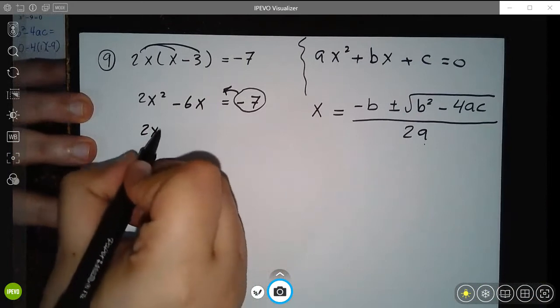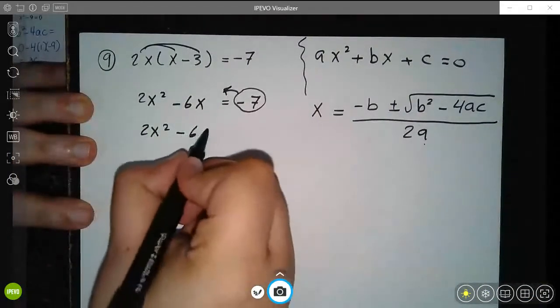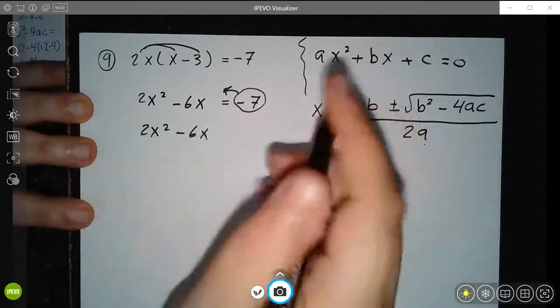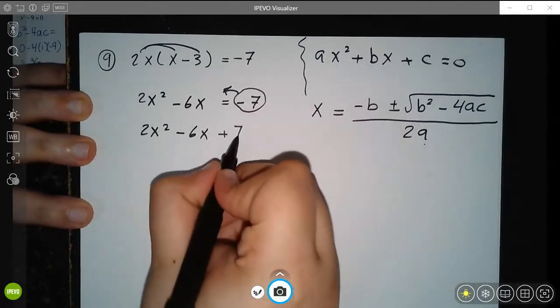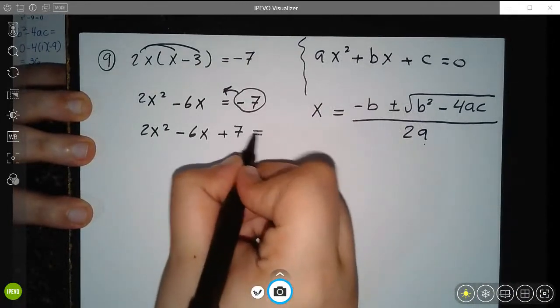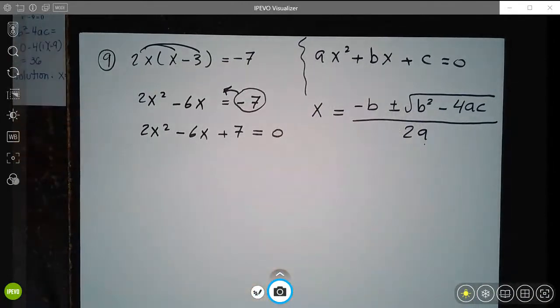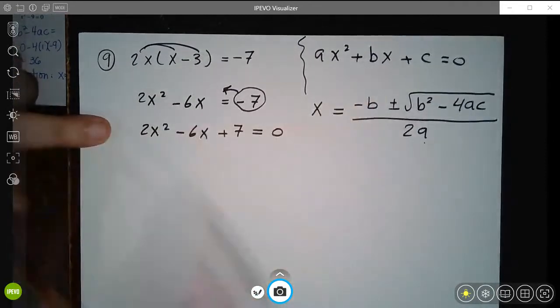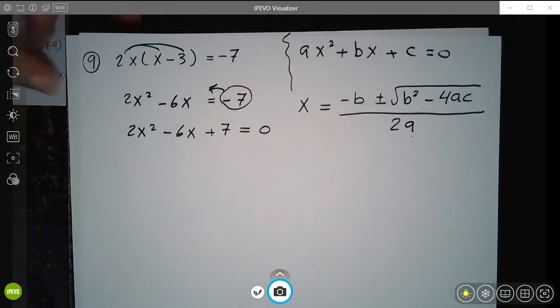That gives you 2x squared, negative 6x. That part didn't change. You add 7 and equal to 0. Okay, now we're good. Now this looks like that, just with numbers instead of letters.